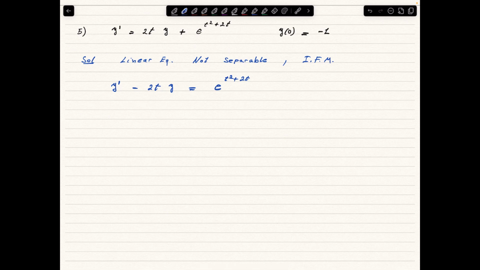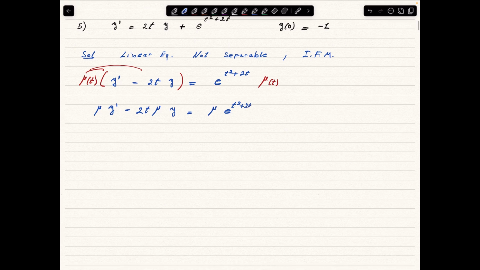And what we do now is we multiply the whole equation by the integrating factor, which is going to be a function of t that we don't know yet. But we distribute, and then we end up with mu, which is a function of t. I'm not going to write it again, minus 2t mu multiplied by y, and over here, well, we have mu multiplied by the exponential of t squared plus 2t. All this is in the exponent.